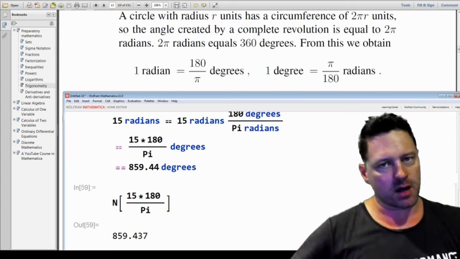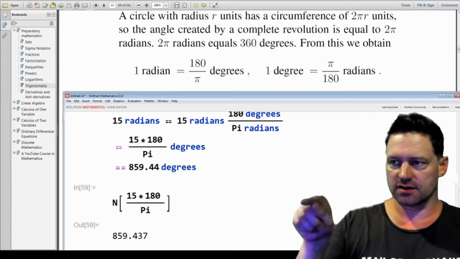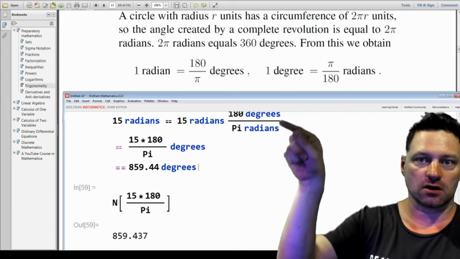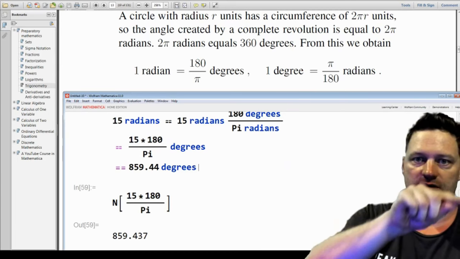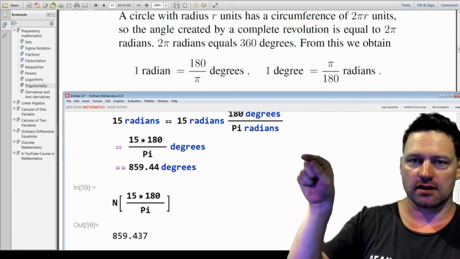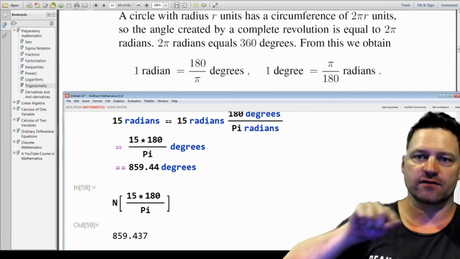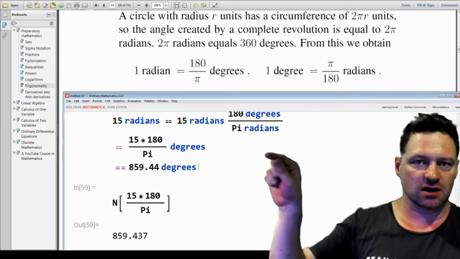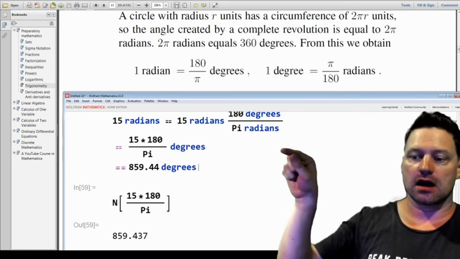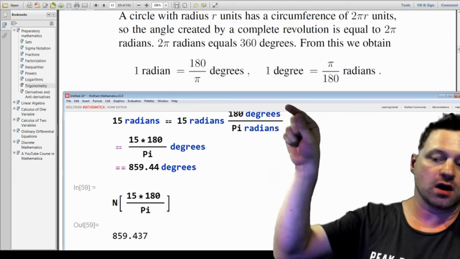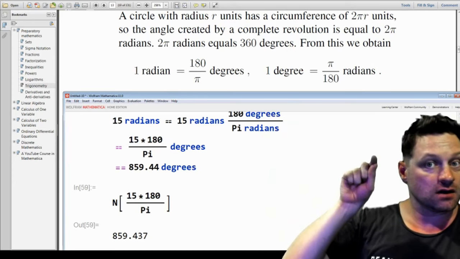Okay, now think about this. If you are going around the circle, starting from the positive end of the x-axis, and you're going counterclockwise, you go 360, that takes you back to where you started. Okay, another 360 is 720. That takes you back to where you started. And then you have another, see, 139 or so to go around.